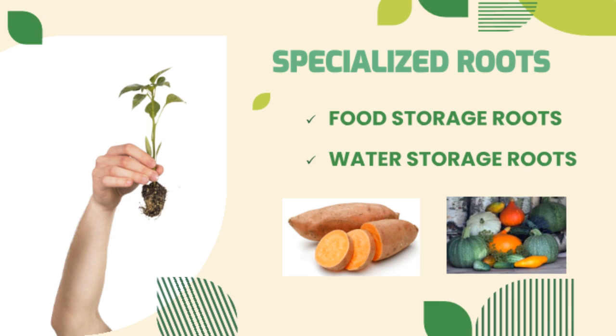Water storage roots: examples of these kinds of roots are members of the pumpkin family. This is particularly characteristic of those that grow in arid regions or in areas where there may be no precipitation for several months of the year.